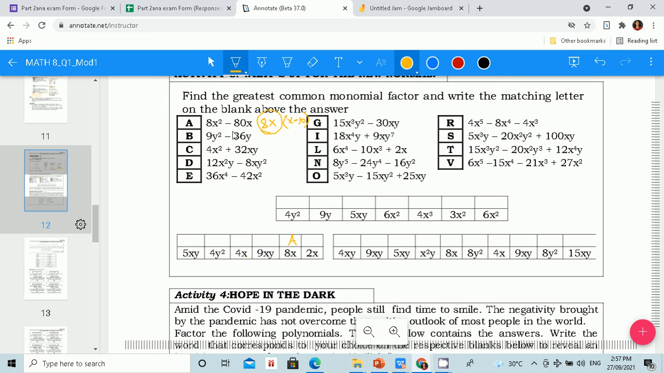9y squared. 36 divisible by 9? Can we divide 36 by 9? Yes, of course. So we have 4. Okay, let's take 9 outside. 9. And then we have y. Then we'll have y minus 36 divided by 9, that will be 4. Okay, so this is our factor.